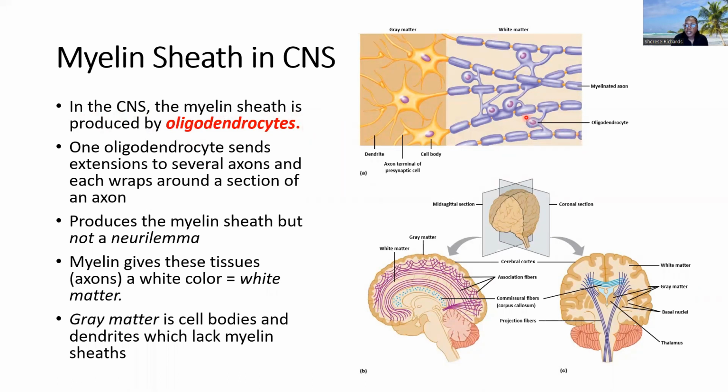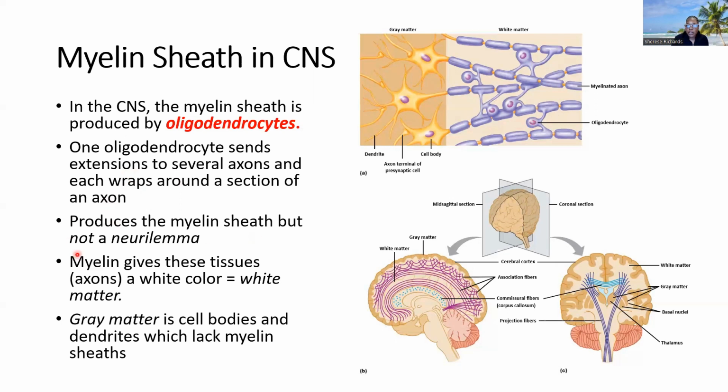So here's what an oligodendrocyte looks like. Here is the myelin that's being laid down, and the oligodendrocyte is going to send these extensions to several axons at a time. So notice this one cell can actually myelinate more than one axon at a time. It's going to produce myelin along these neurons, but it's not going to produce any neurolemma.